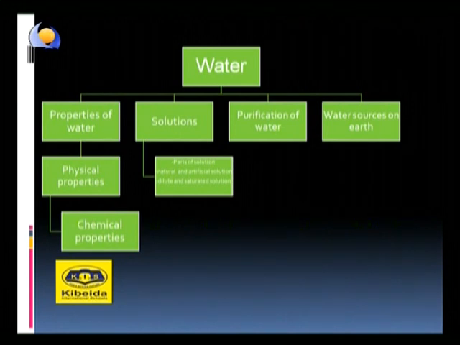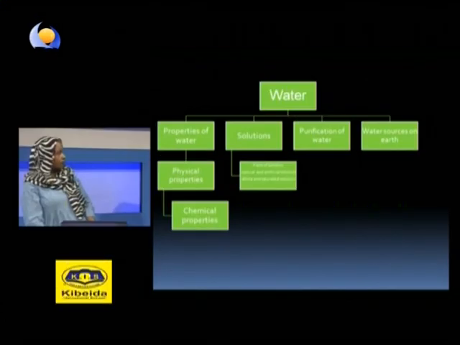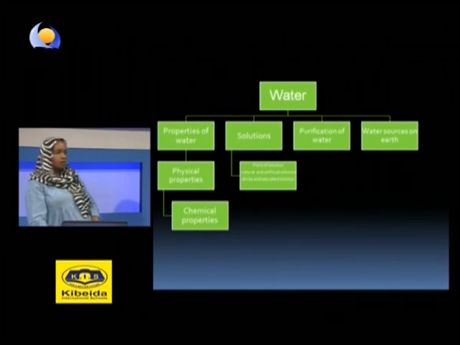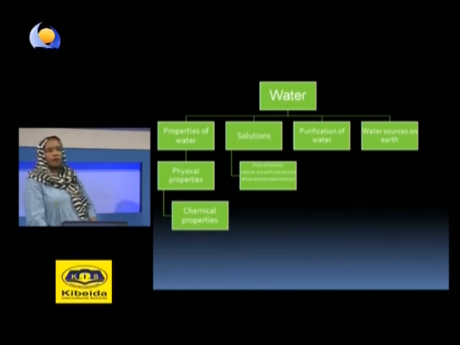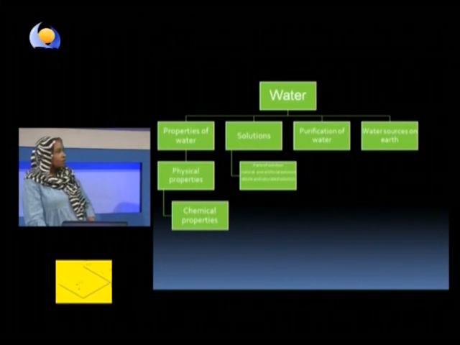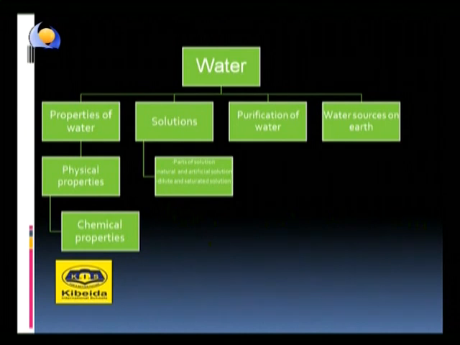Then there is the water unit. Water is divided into, the first one, properties of water. Properties of water are two: physical properties, four points of physical properties, and chemical properties of water. Number two, what we call solutions. What are solutions? Natural solution, artificial solution, dilute and saturated solution, and factors that affect the saturated solution, or what we call the saturation point.